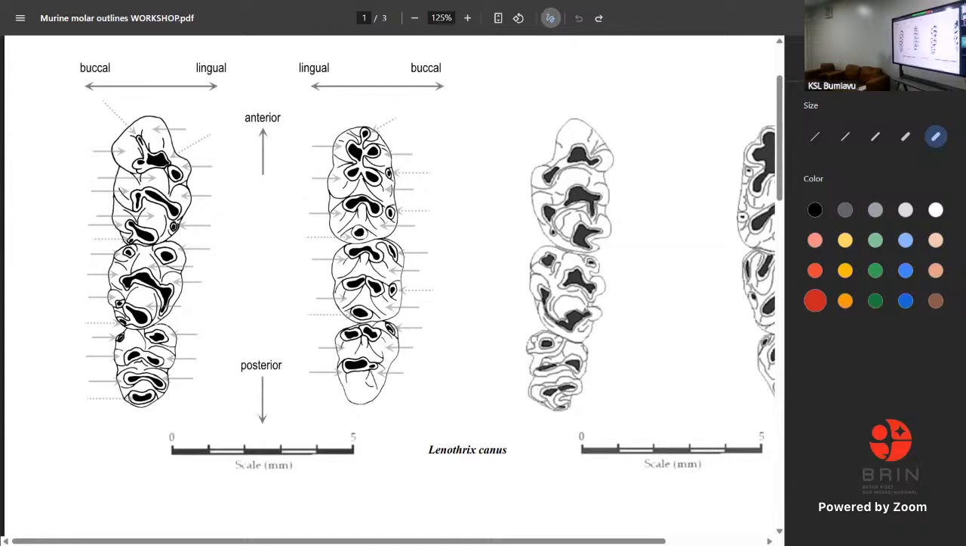Yeah, the posterior cingulum is always at the end of the tooth. I don't think I'll use this smaller example. If you look at next year, you've got better on your reference sheet.